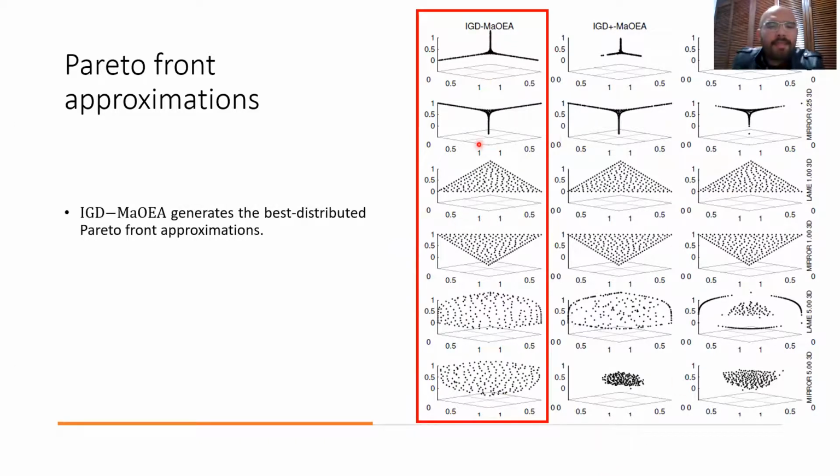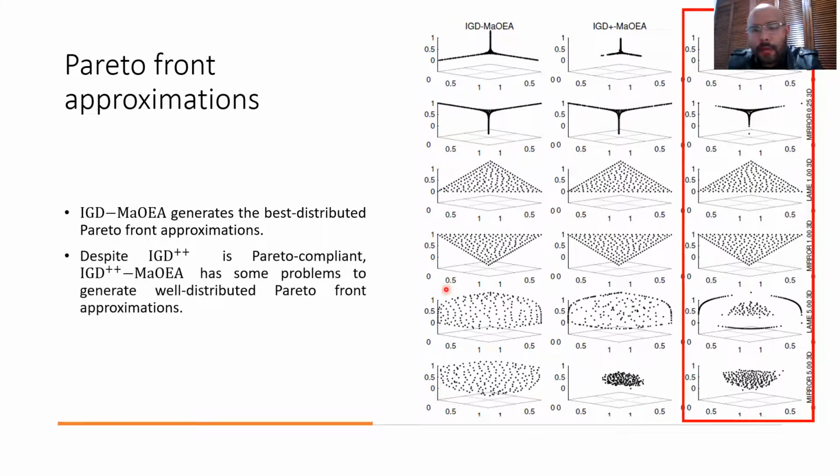can see here that IGD MOEA, which is using a not Pareto-compliant indicator, produces very good Pareto form approximations with uniform distributions independently of the Pareto form shape. But in contrast, the IGD++ MOEA, which is Pareto-compliant, has some problems. Let's see this Lamé problem, which is convex.